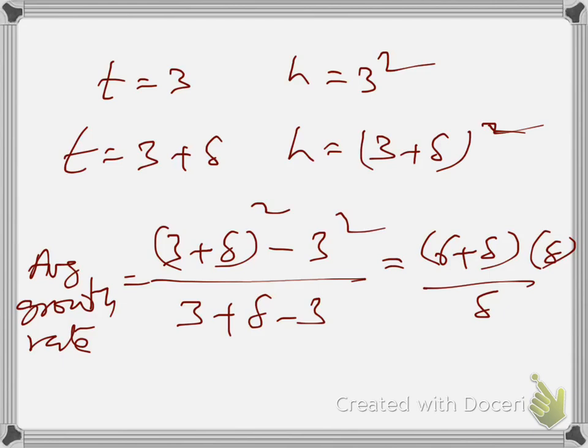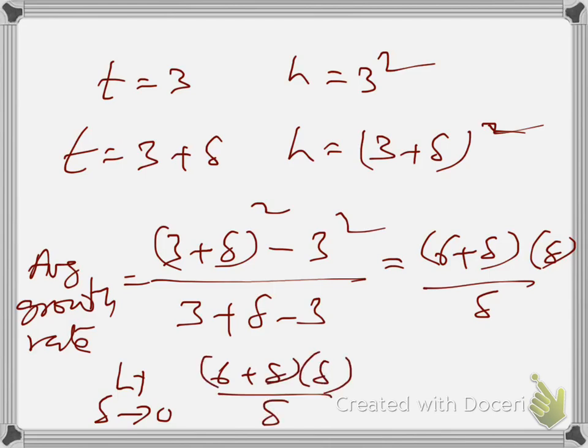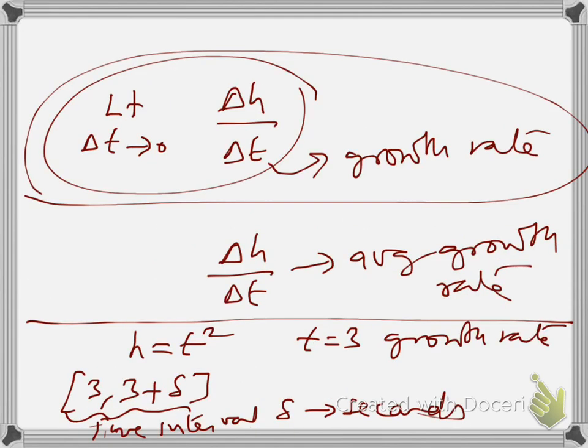Then to make growth rate, what you will do? You will put the time difference delta tending to 0. So limit delta tends to 0, (6 plus delta) into delta by delta. If you carefully see, what is delta? Time difference, that is the denominator. That's why I wrote the denominator time difference is going to 0. When that goes to 0, you get growth rate at a particular time. Time difference goes to 0 means it is happening at a particular time. Then you are getting growth rate.